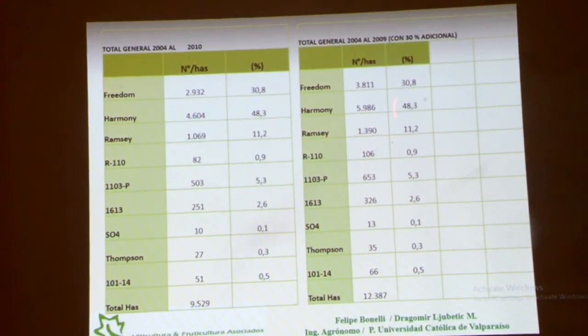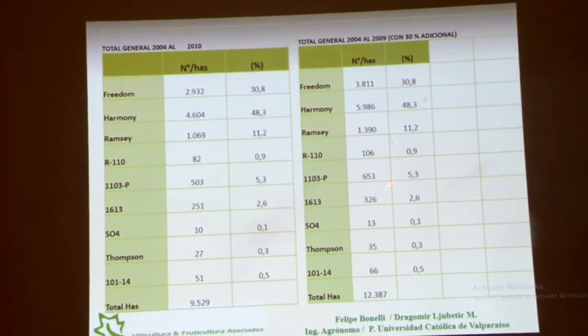16,000. And 80% of those rootstock are Freedom and Harmony, followed by Ramsey and just a little bit. 80%.